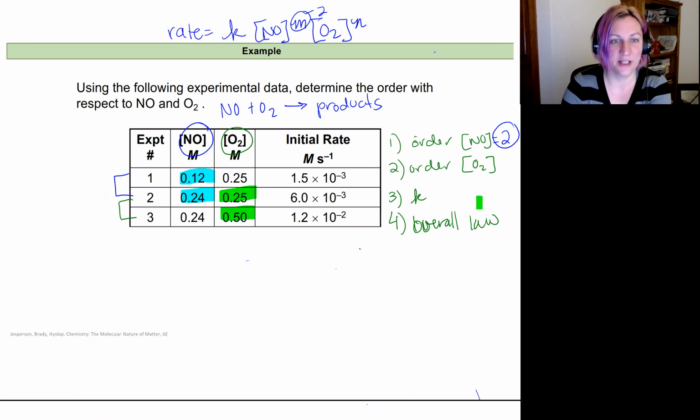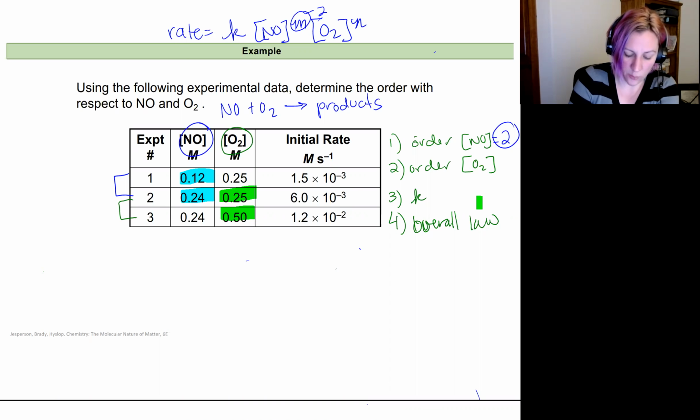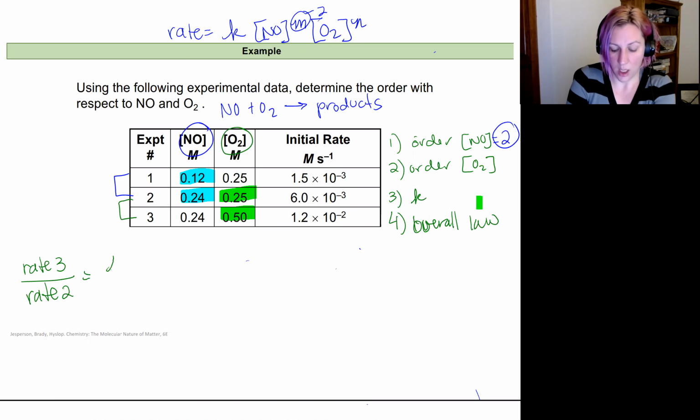Okay, did all that erasing. Now it's time to do a comparison between experiments 2 and 3 to find the order of oxygen. So I'm going to do this the same way I did it before, but now I'm going to be focusing on oxygen. So I'm going to look at the rate of experiment 3 over the rate of experiment 2. And I'm writing out my rate law.